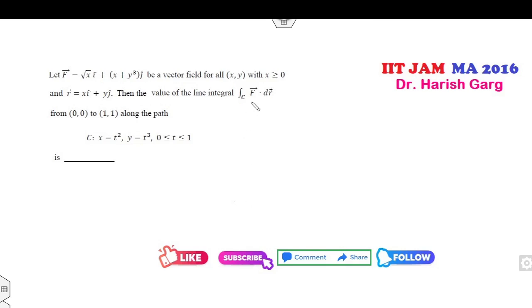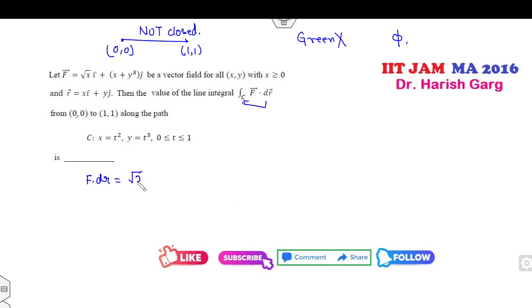Okay, look at this another one. Again, it's a line integral. The path from 0, 0 to 1, 1. Clearly say it is not a closed curve. Once it is not a closed curve, you can never apply the Green theorem. Fine. So your target is to find the phi. So what is your F dot dr?